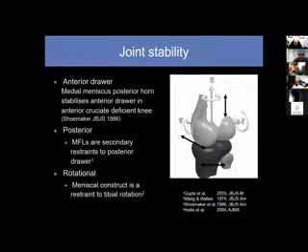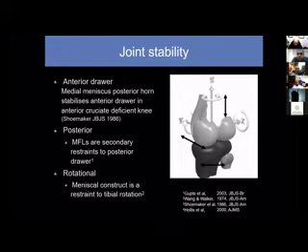So joint stability: what is the meniscus's role in joint stability? Does it have any function in stabilization of the knee joint? That's for anterior knee, anterior drawer. The medial meniscal posterior horn stabilizes anterior drawer in an anterior cruciate deficient knee.